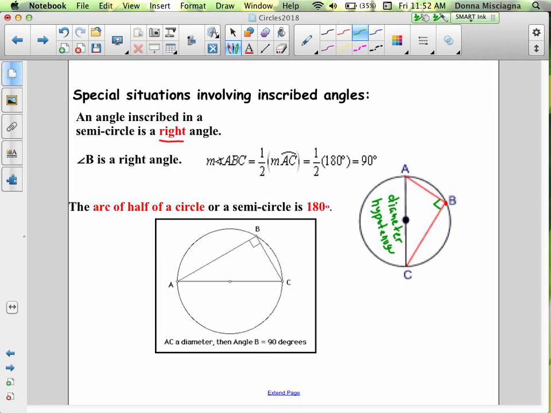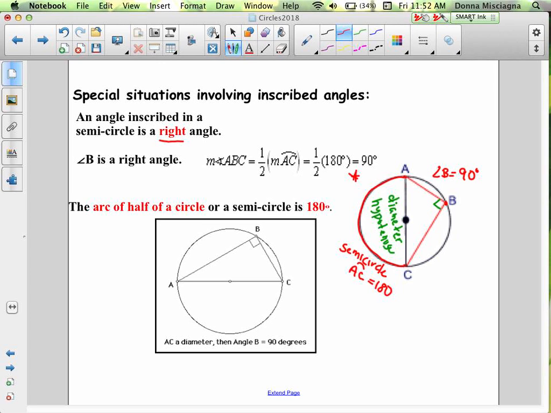So measure of angle ABC is 1/2 the measure of arc AC. We see that arc AC is a semicircle. We know it has to be a semicircle because a diameter divides a circle in half. So this is 180 degrees. So arc AC is 180 degrees, and angle B equals 90 degrees. All right, so you can put that diagram in your notes.